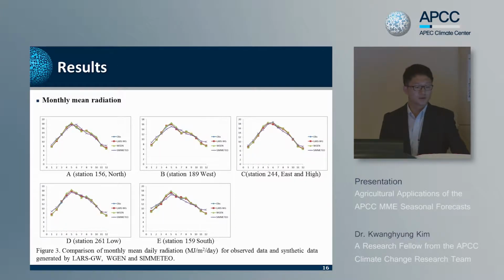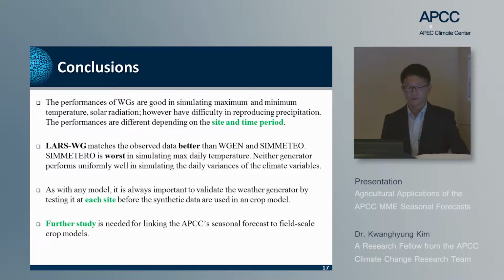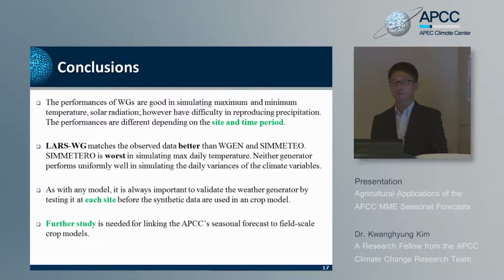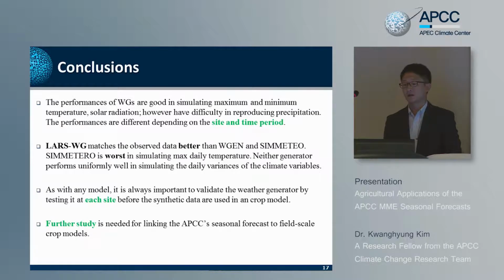Figure 3 shows the performance of the three weather generators for simulating solar radiation. You have a similar result to the max temperature result. So the conclusion so far is this. The performance of the weather generators is good in simulating maximum and minimum temperature and solar radiation. However, they had difficulty in reproducing precipitation.